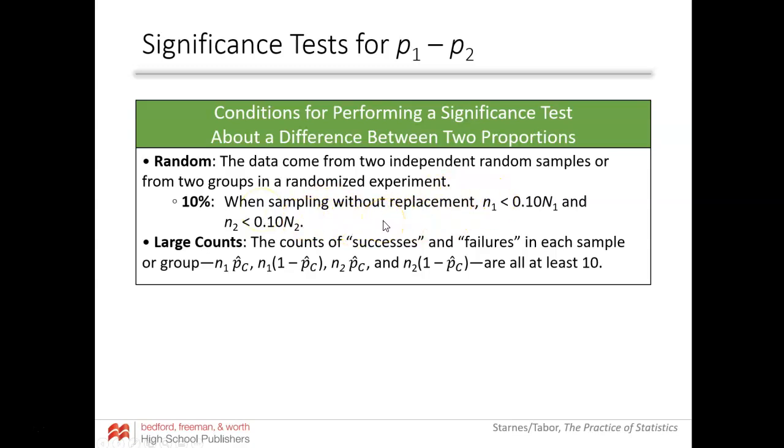I think I misspoke on a previous example in an earlier lesson, maybe the previous lesson, 9.2, where I said, oh, they forgot the 10% condition, but I think that's because they were sampling without replacement, so my bad.